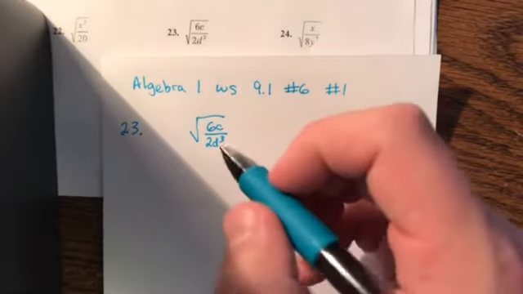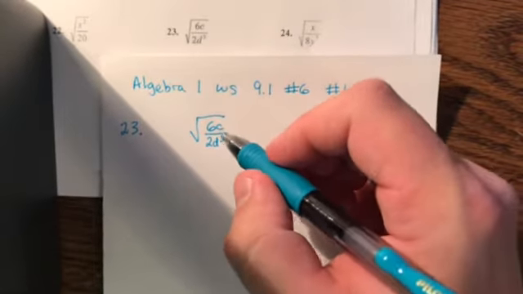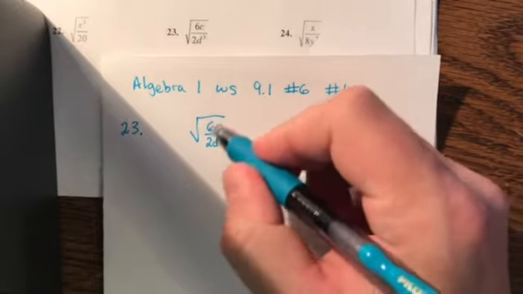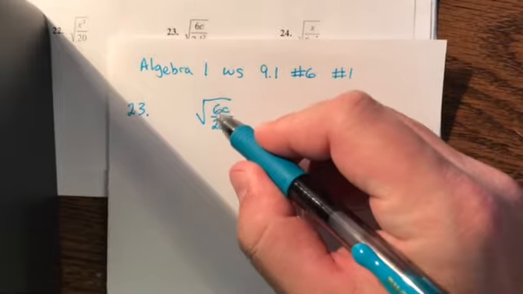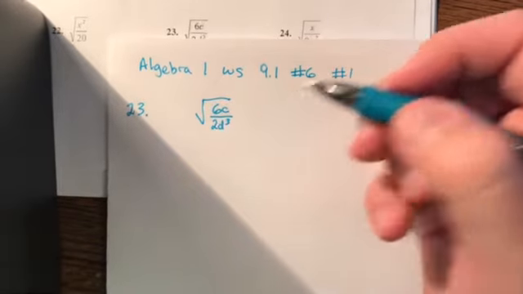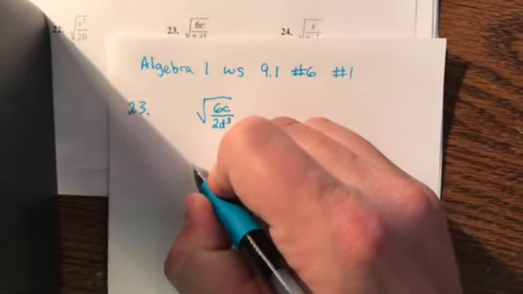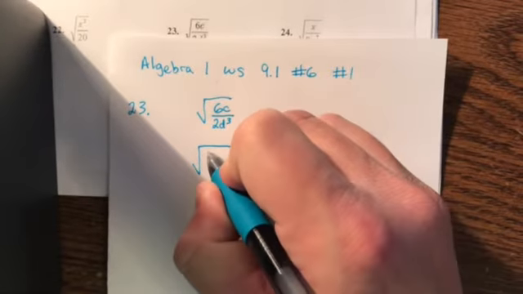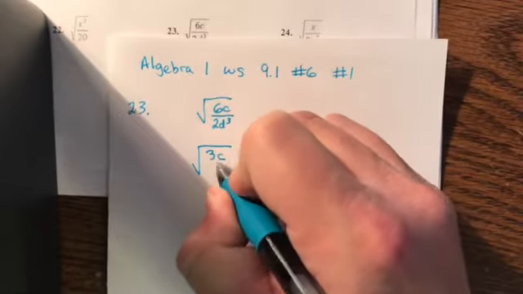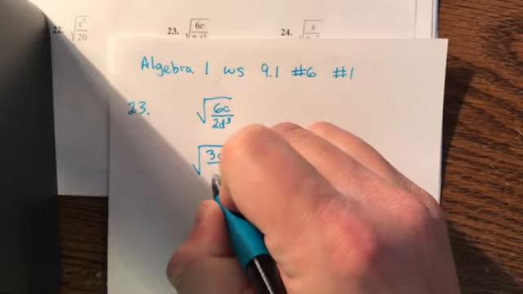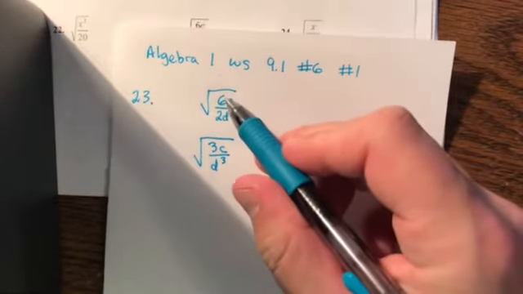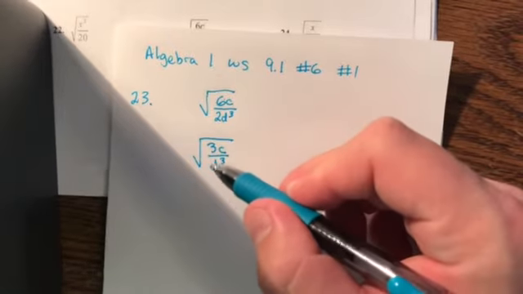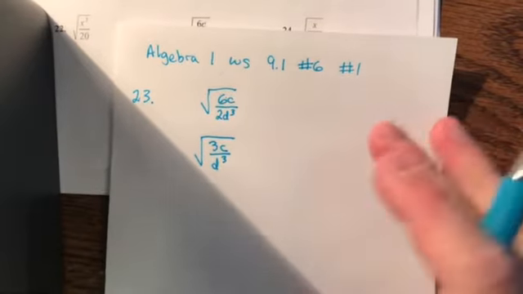Where I like to start is if anything in here can be simplified. This is just a fraction in the radicand, and in this case, 6 divided by 2, that's just the number 3. So I like to start there and just get the square root of 3c over d cubed. Now, I could simplify it to 3 over 1, but since 1 times anything is itself, I don't really need to write the 1 there.